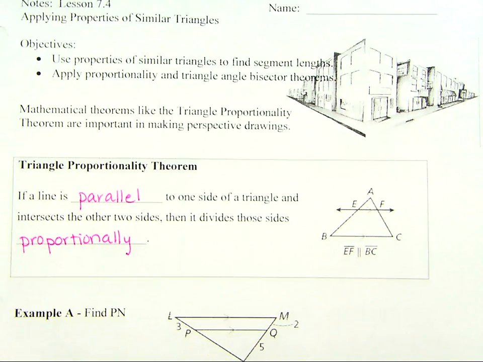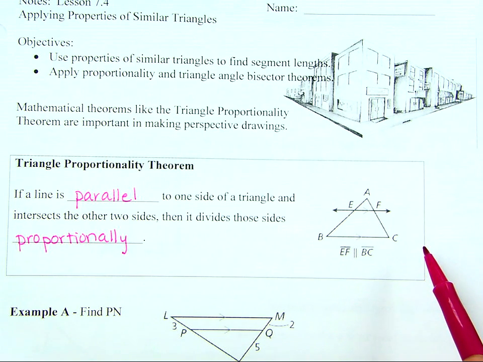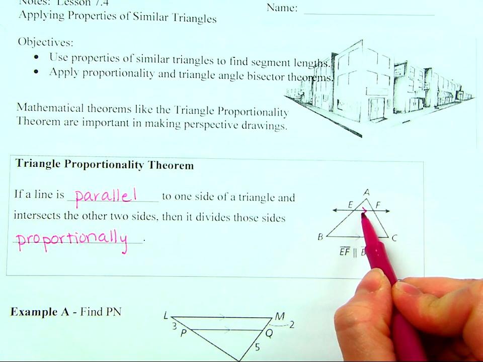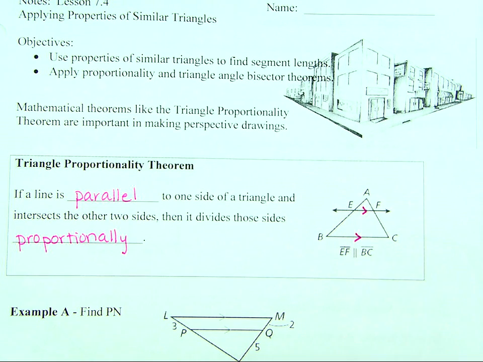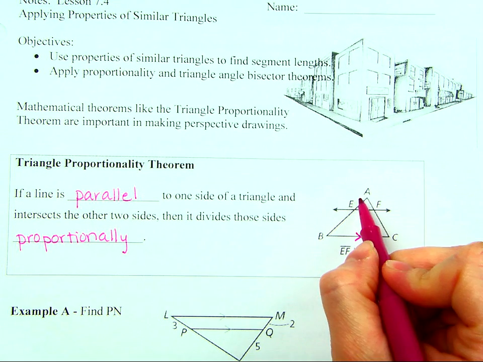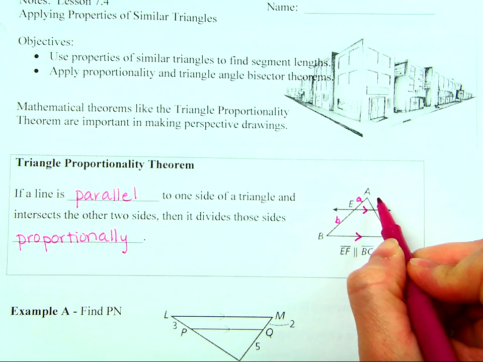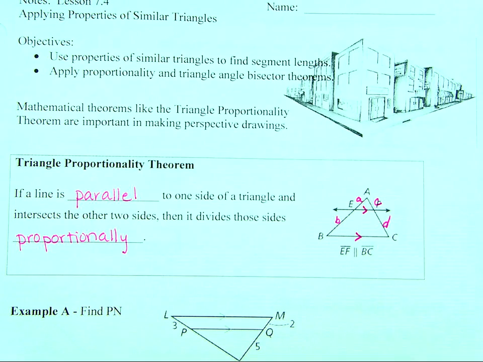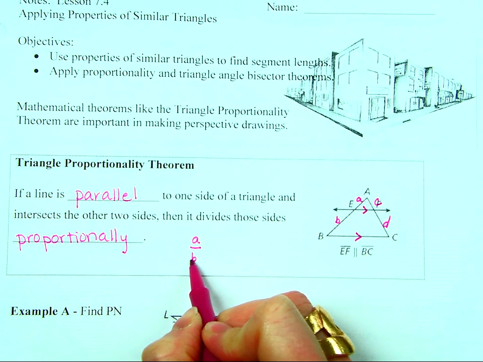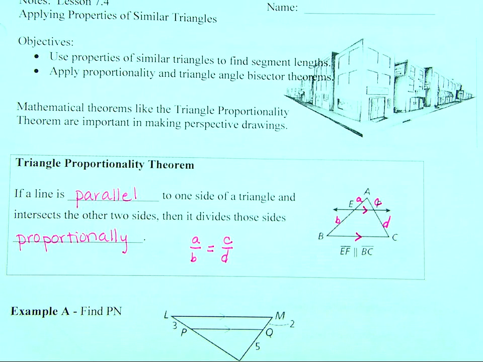What does that mean? Well, if you take a look at our picture here, we have our triangle ABC, and my line EF intersects it, but EF is parallel to our base side BC. So that line cuts my sides proportionally. Therefore, if I called this cut into segments A and B, and this C and D, I know that the ratio of A over B would be equal to C over D. So I would have a proportion.